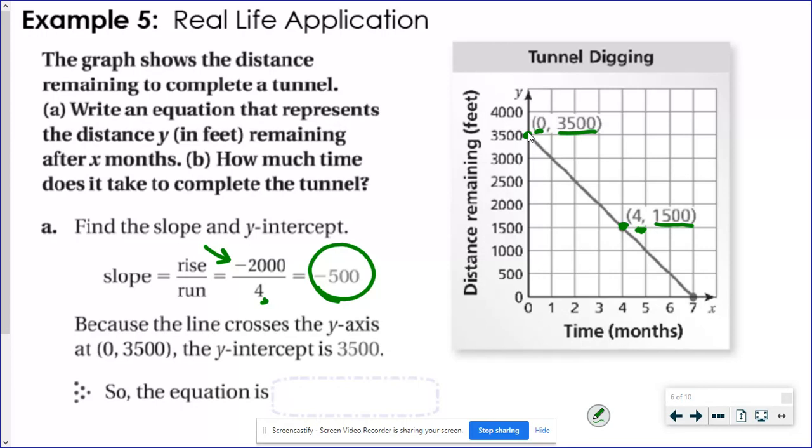The y-intercept is where it crosses the y-axis. Well, on this one, it's also where our graph started, we didn't have any negative months here. So the y-intercept is 3,500. So this equation is going to be y equals negative 500x plus 3,500.